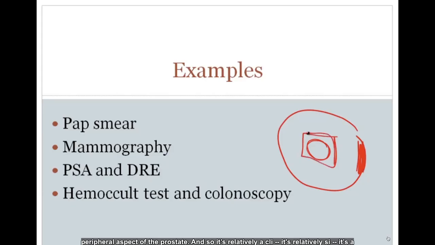Now, the urethra runs through the center of the prostate. Do you know what disease process involves the center of the prostate? Very good. BPH. BPH involves the center of the prostate, and BPH will compress the urethra and produce urinary symptoms.